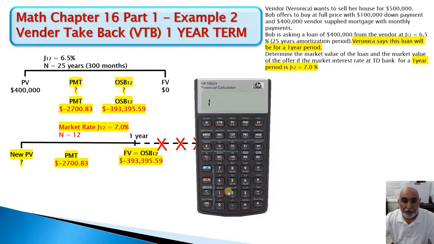Clear all. Interest rate 12, compounding period 12, 7 nominal rate, N is 12, PV is what we're looking for, payment is negative 2,700, and OSB 12 is negative 393,395.59, and we are looking for PV. There's our PV, 398. Okay, so what have we found out?